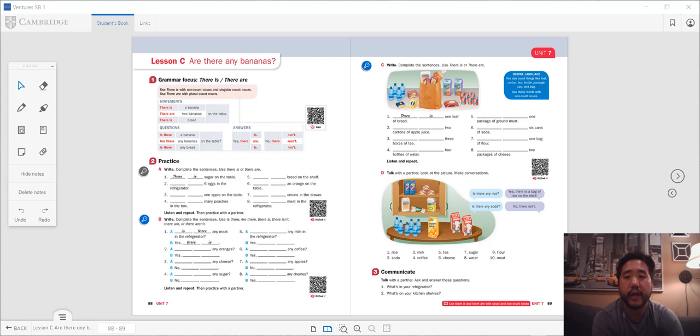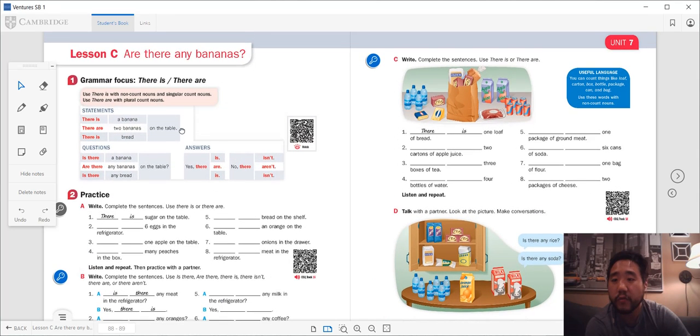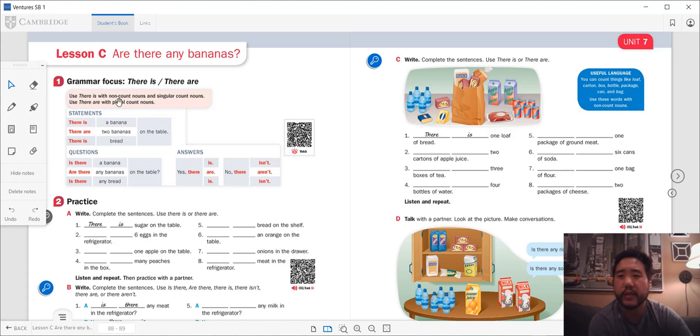So, assuming that everyone completed the exercises on pages 88 to 89 in your student book, I'm going to go over them now. So let's begin. We're going to start with exercise 1, Grammar focus: there is, there are. Use there is with non-count nouns and singular count nouns.